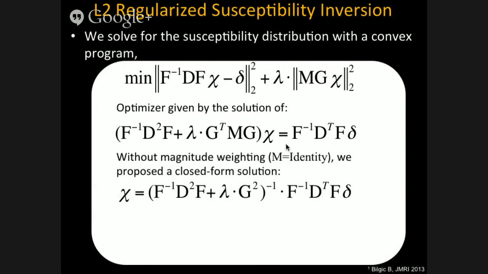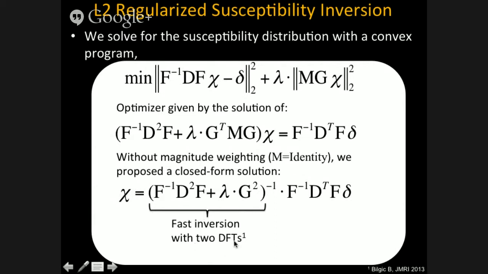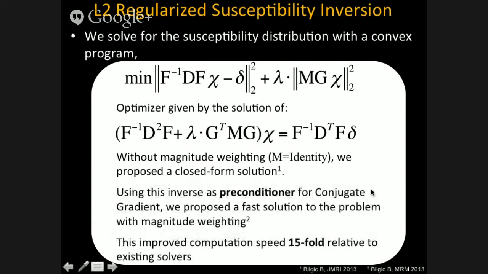And without magnitude weighting, setting M to identity, we came up with a way to do this inversion by using 2 FFTs. So it's very fast, and for the whole 3D volume, it takes a couple of seconds. So using this inverse as preconditioner for this conjugate gradient, we also propose a fast solution to the original problem with the magnitude weight. And we saw this improved computation speed quite a bit relative to existing solvers. So now we have a fast solver for susceptibility, and we have a fast data acquisition technique.